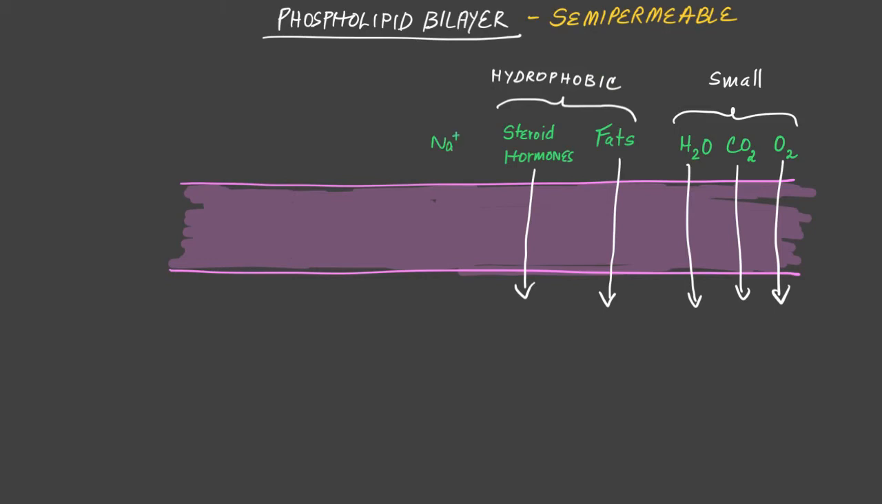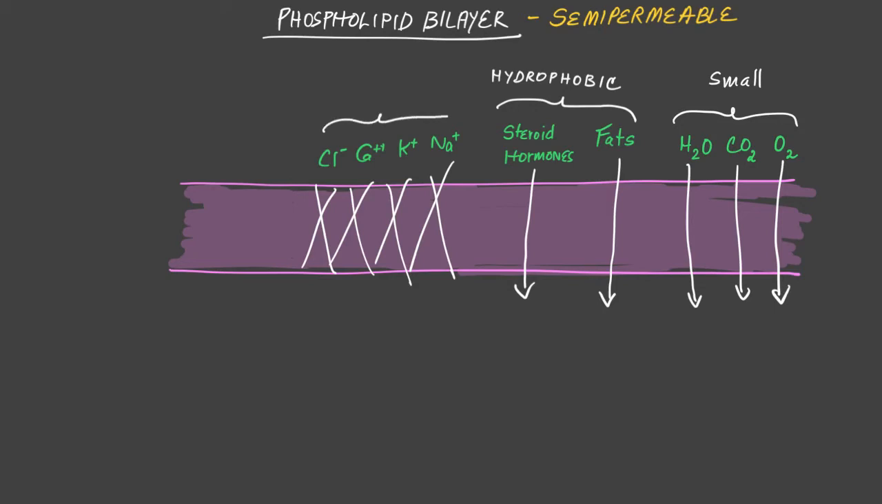Let's look at ions. Ions are charged atoms, which means they are hydrophilic. Ions are also fairly big. They cannot fit in the spaces between the phospholipid molecules. So they don't satisfy both rules. As a result, ions cannot pass through the phospholipid bilayer. They are big and they are hydrophilic.